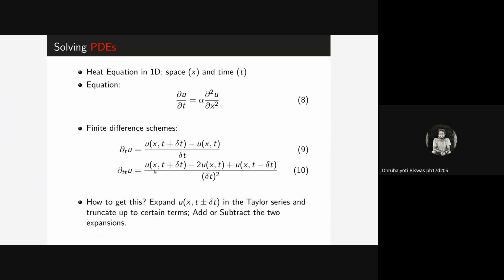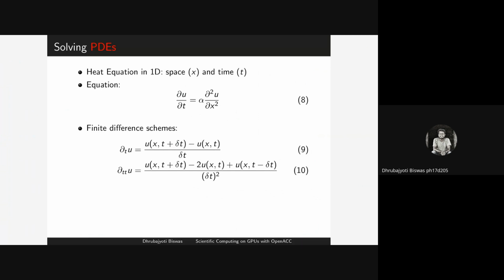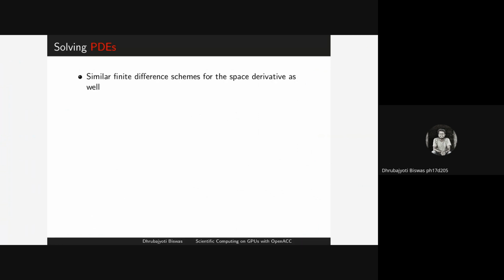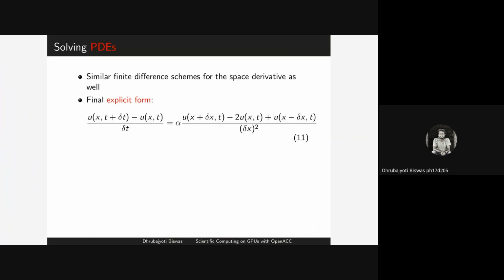Again, how do you get this? You expand u of x, t plus delta t and u of x, t minus delta t in a Taylor series. You subtract both of them. You truncate at the order t cube term and you subtract both of them. Sorry, you don't subtract, you add. You add both of them and you will end up with this. I suppose it is easy to obtain this. It is not that difficult. You just have to write down the Taylor series. Okay. So again, we will have the same finite difference scheme for the space derivative as well.